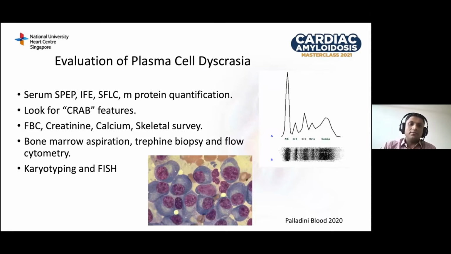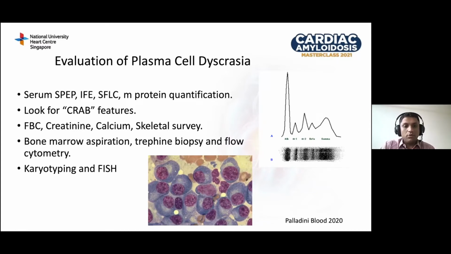So when we're evaluating a plasma cell dyscrasia, the first step is to characterize and quantify the paraprotein. Right? There are a number of standard techniques that are involved here: serum electrophoresis, immunofixation, serum free light chain assay, and M-band quantification. We also want to look for clinical features of multiple myeloma, for which we use CRAB as the acronym. And these basic investigations help to establish that.